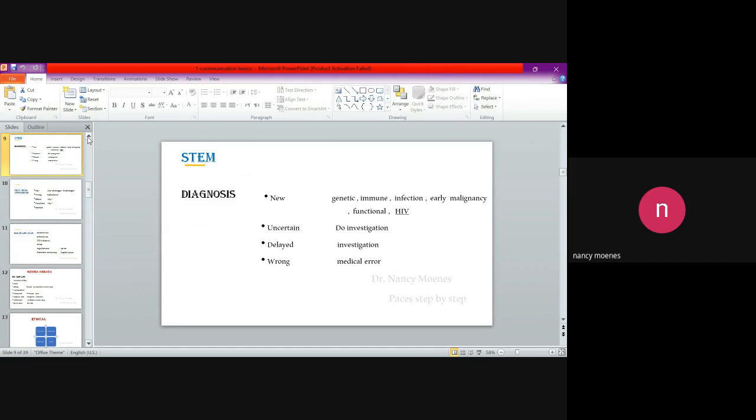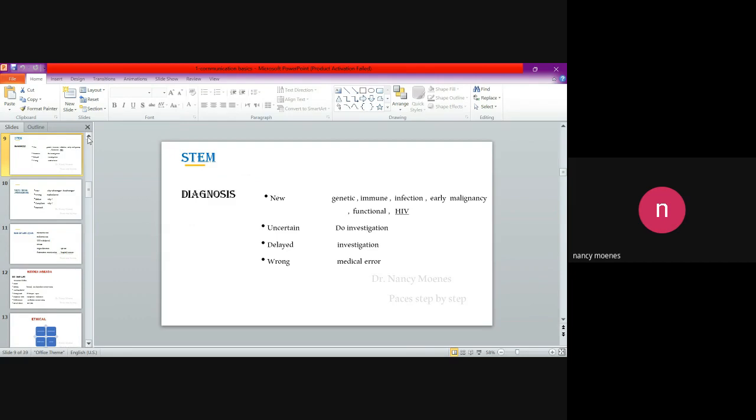He may have conversion or somatization disorder. He may have HIV, and there is a scenario of needle-stick injury. It's common. Okay, so this is a new diagnosis. How do you deal with this?